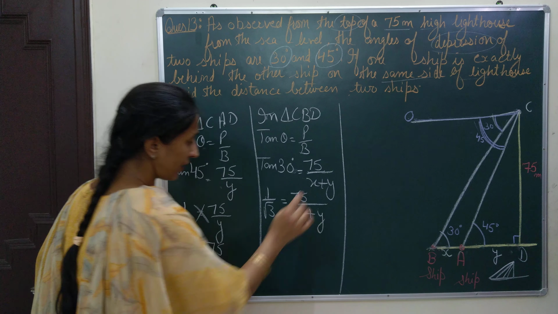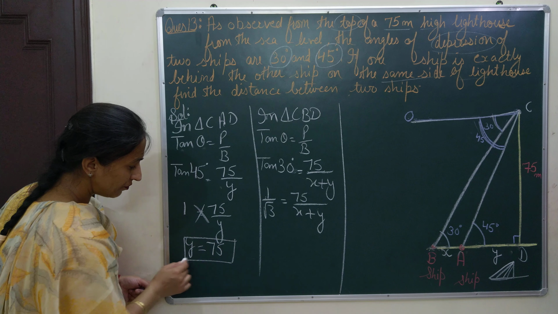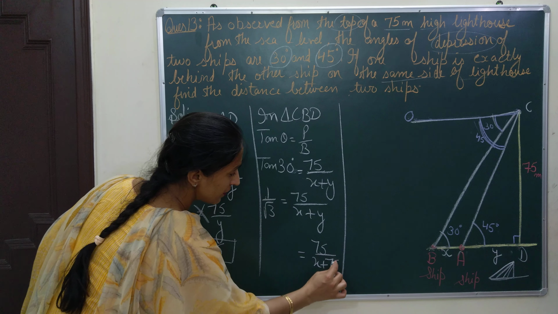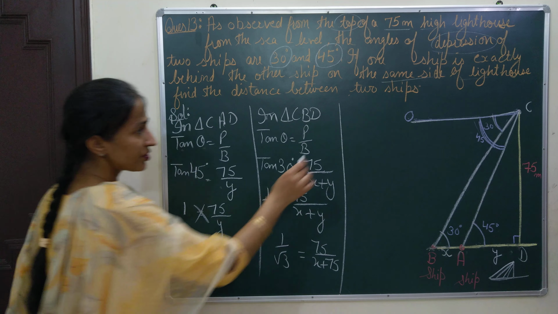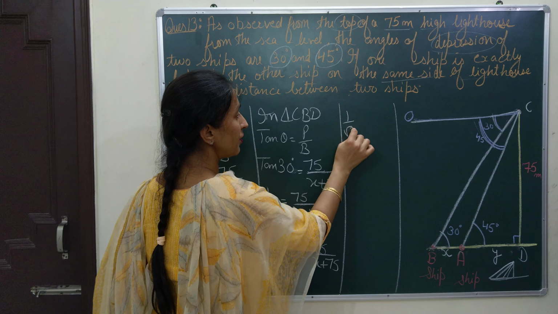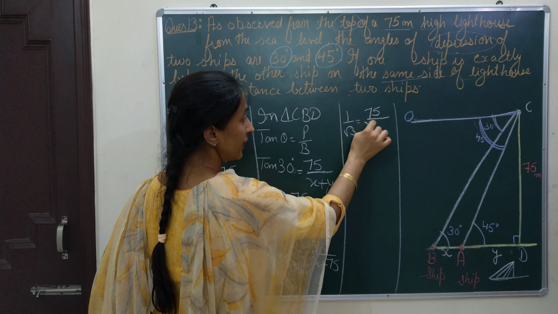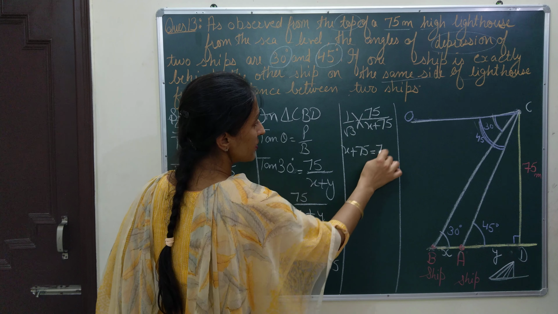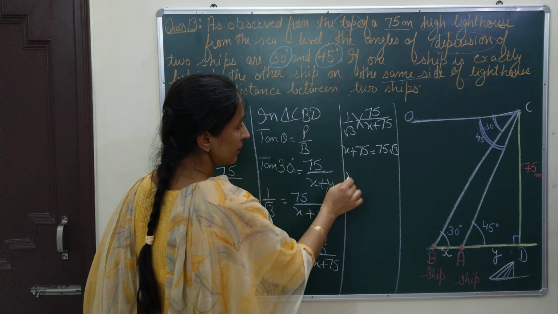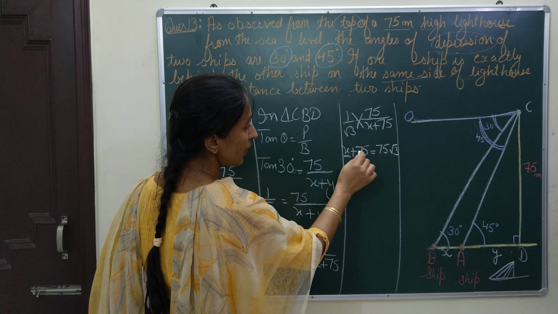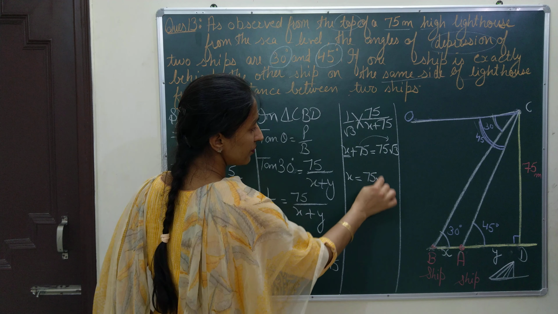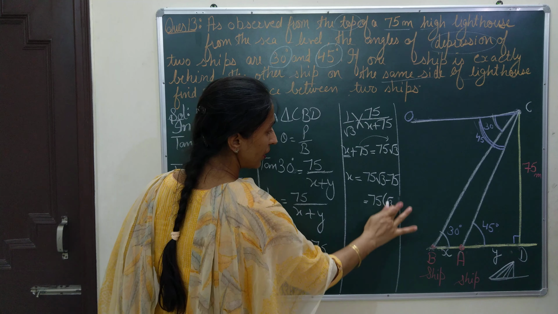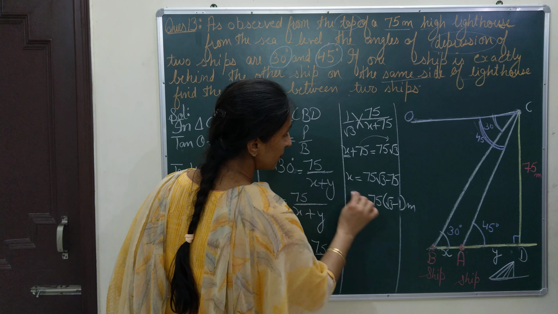So 1 by root 3 equals 75 by x plus y. From the first part I have calculated that y is 75. Let us replace y with 75 here: 75 by x plus 75. Now it is time to cross multiply. Cross multiplying, x plus 75 equals 75 root 3. We need the value of x, so I will take the 75 to the other side. Let us take 75 common, and you are left with 75 times root 3 minus 1 in meters.